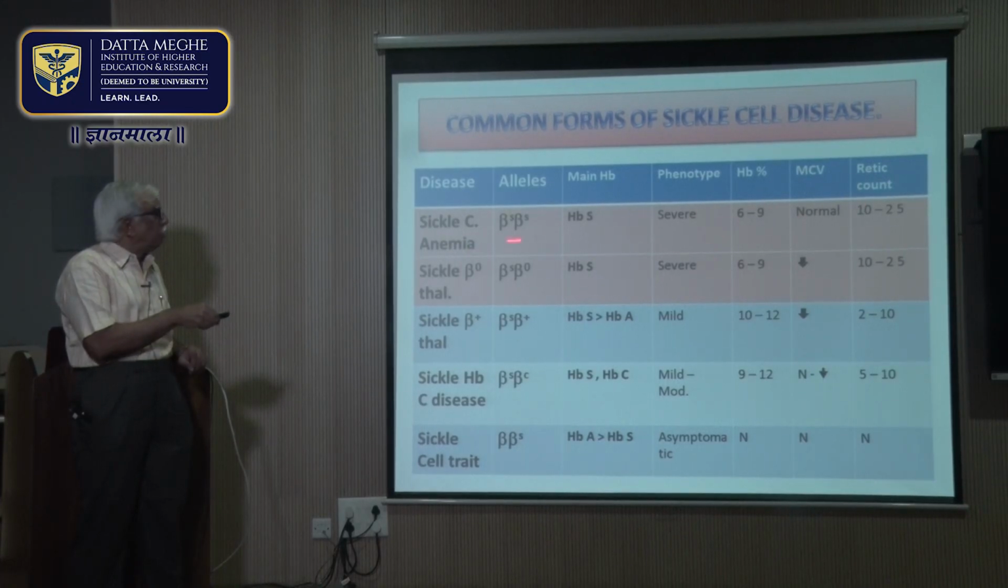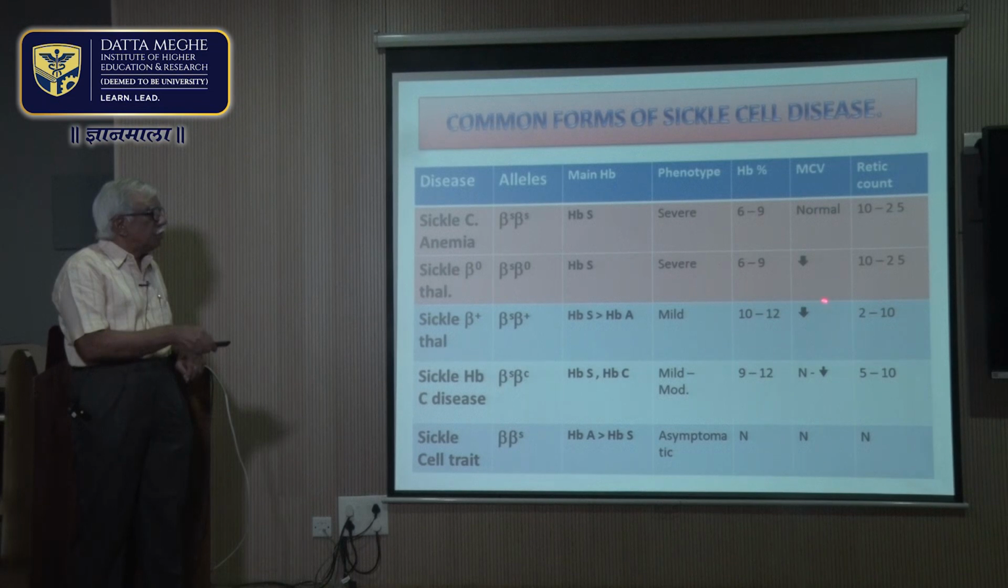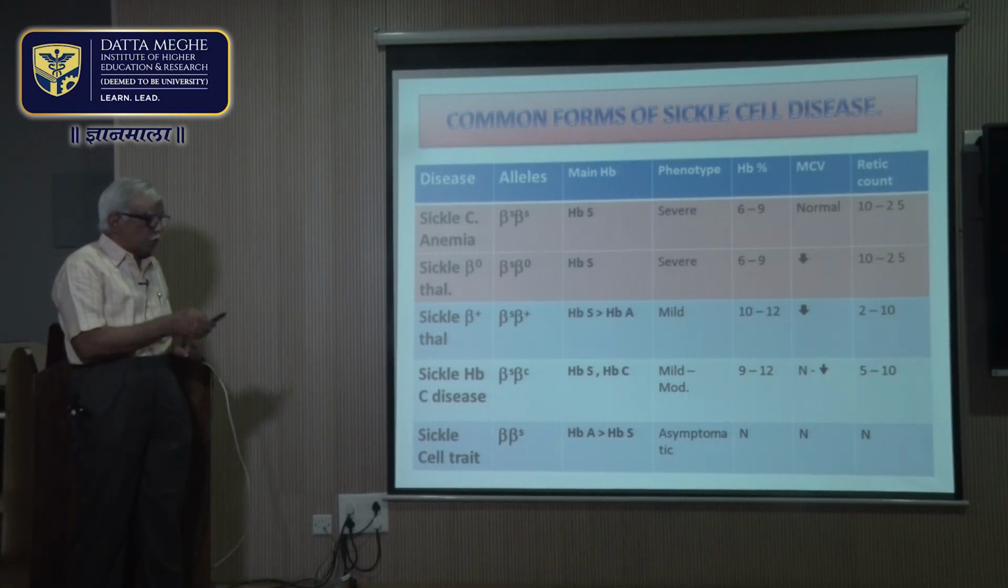The MCV is normal in a sickle cell anemia patient, but in a patient who has thalassemia along with that, the MCV is low. Here also it is low because even though it is beta plus, the MCV is low. Here it is normal. This is how we differentiate. And being severe, the retic count is increased in these patients. And sickle cell trait patients are asymptomatic most of the time and have normal hemoglobin.